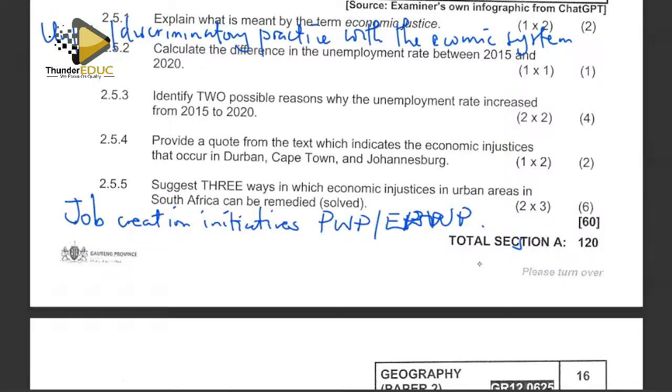Then you can also look at equipping the people with education and skills. It's one key aspect that is very important. Some people are unemployed not because there are no jobs, but because they don't have the skills. So it's also a basic requirement that the government equips its people with the basic education and the skills which will make them employable. Then we can talk of social welfare payments.